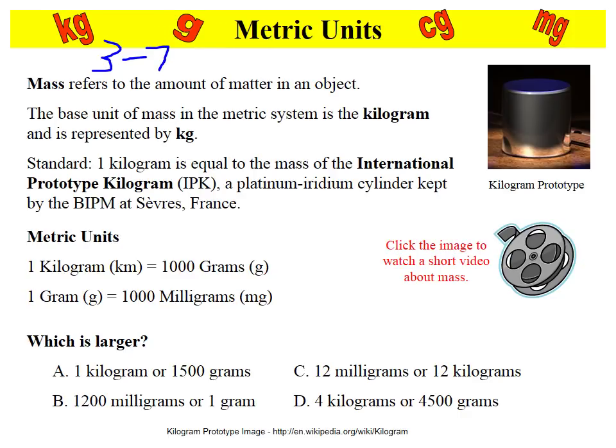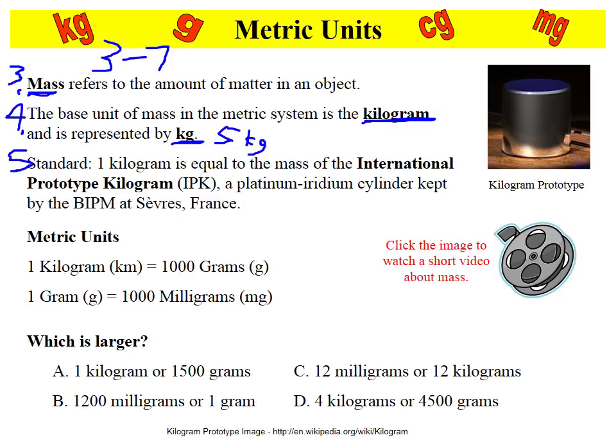And so for number 3, mass refers to the amount of matter in an object. So it's talking about how many atoms or molecules you might have in an object. For number 4, the base unit of mass in the metric system is the kilogram, and you represent that with kg. So if you say you have 5 kg, you have 5 kilograms of something in mass.